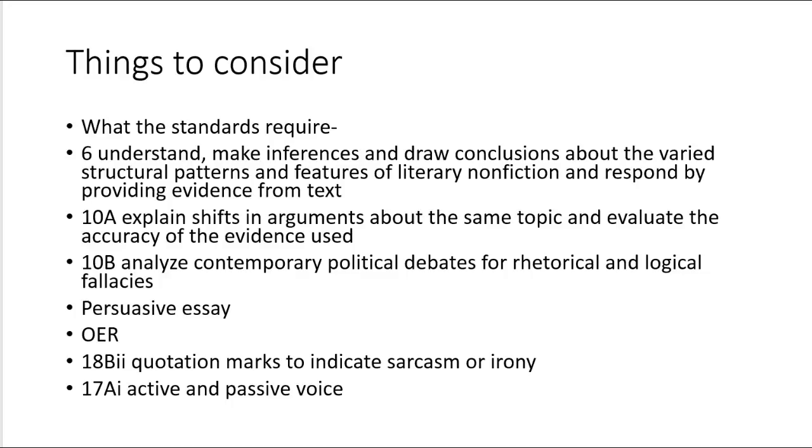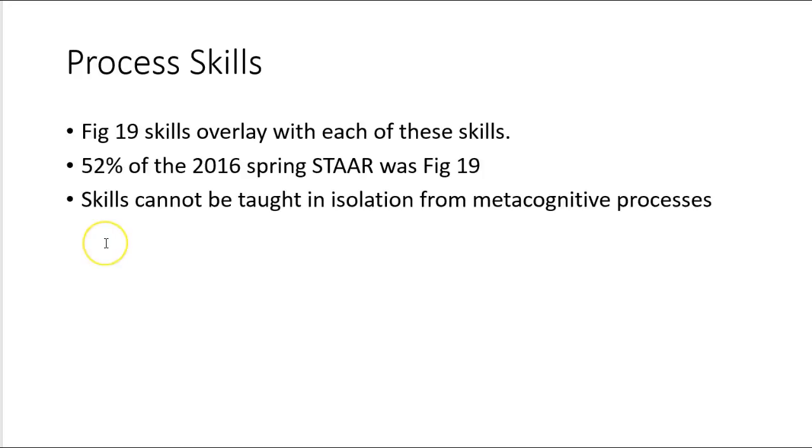Then we have 18 BII, quotation marks to indicate sarcasm or irony. Also note this is a good time to review all the different ways quotation marks are used and punctuated, as this is usually a tested standard, but it's not about sarcasm or irony, it's just quotation marks. And then 17 AI, active and passive voice. It's also important to note that our Figure 19 skills overlay with each of these individual standards.